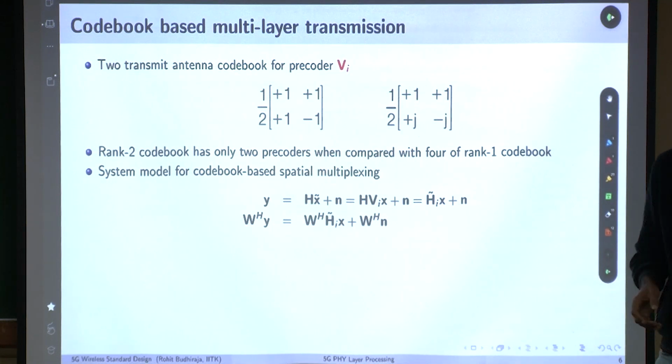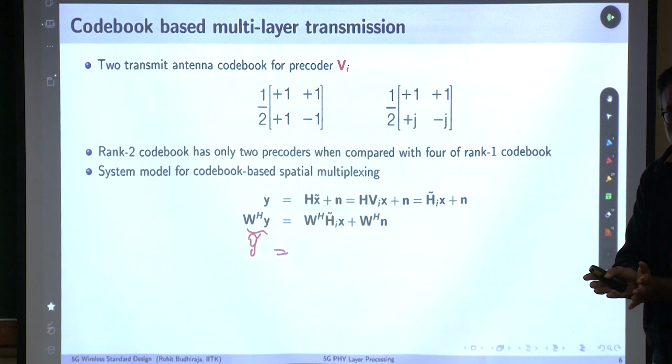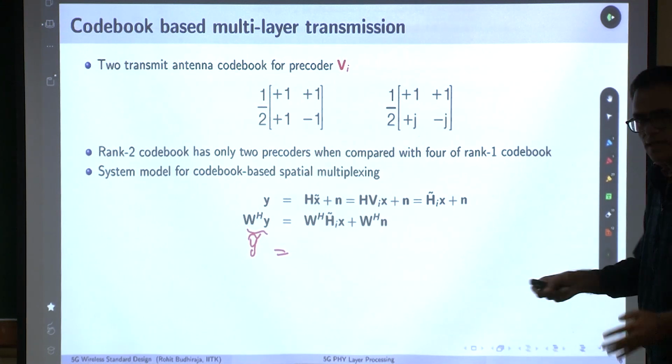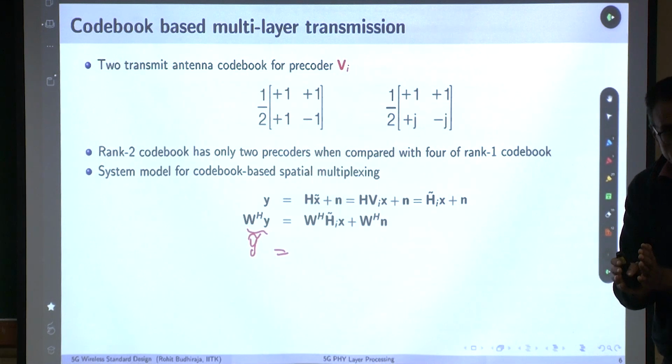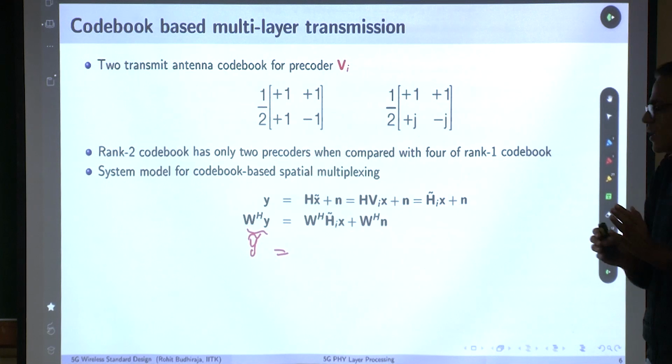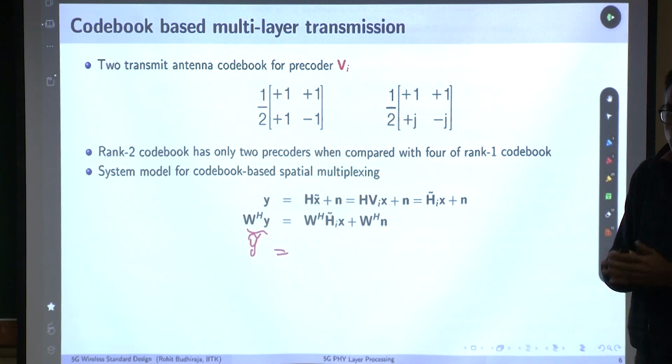W H of y becomes, what is this? We can call this y tilde. Right? So this is a vector, and the user looks at this vector. We are assuming that once this receiver design is done and the user does this operation, these two streams, or these two layers, are decoupled from each other. Okay, fine. Then what does it do?